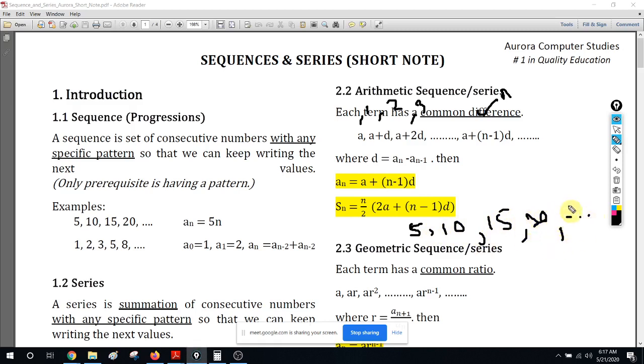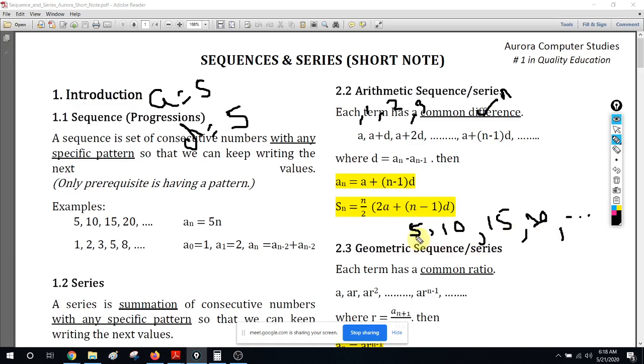Something like 5, 10, 15, 20, etc. Of course you know how to write the next term, 25, etc., using this. So of course a is 5, and d in this case is 10 minus 5 or 15 minus 10, which is also 5.